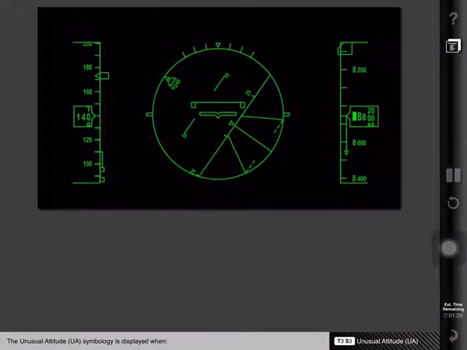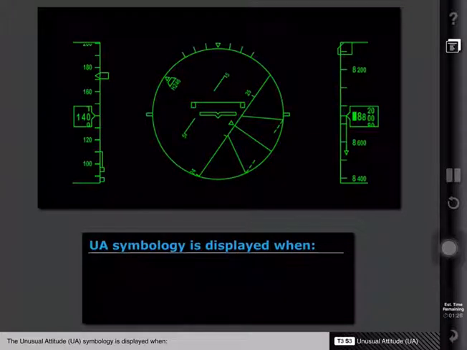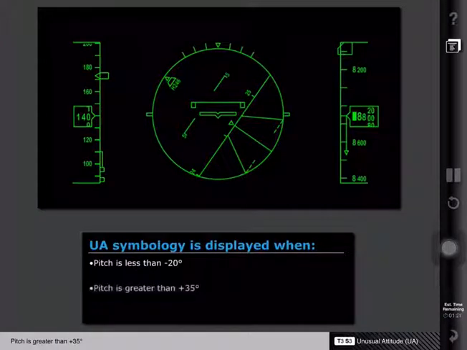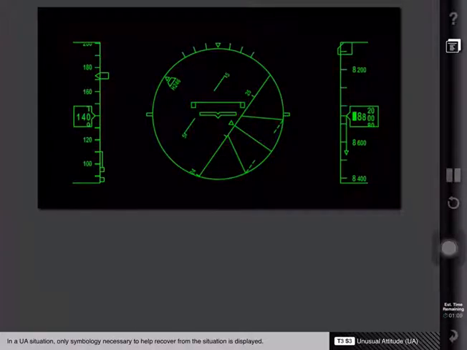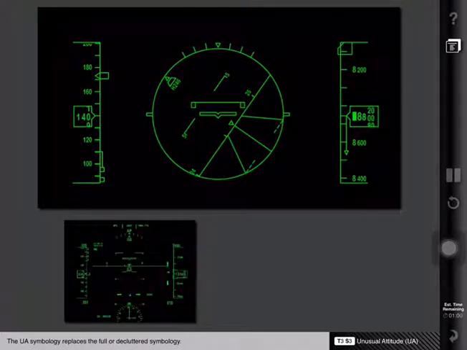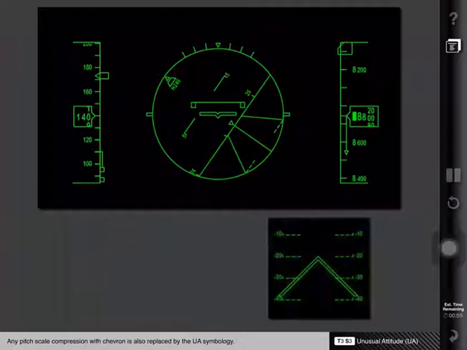The unusual attitude symbology is displayed when pitch is less than negative 20 degrees, pitch is greater than positive 35 degrees, or roll exceeds 55 degrees in either direction. In an unusual attitude situation, only symbology necessary to help recover from the situation is displayed. The unusual attitude symbology replaces the full or decluttered symbology. Any pitch scale compression with chevron is also replaced by the unusual attitude symbology.